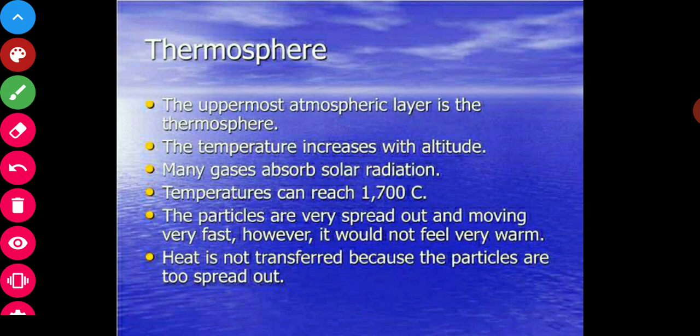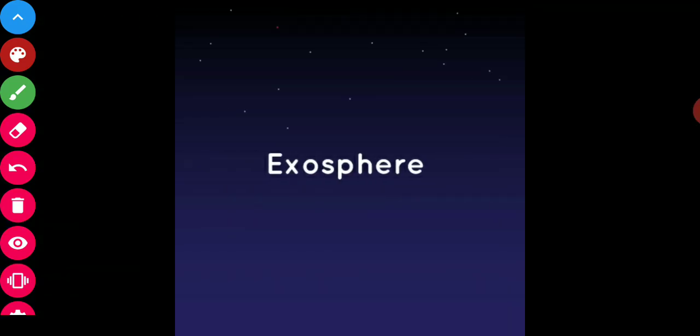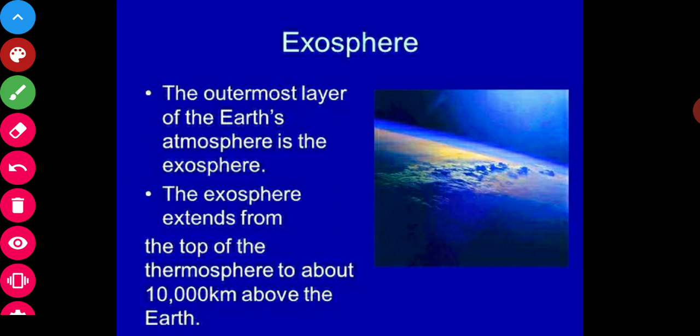The last layer of the atmosphere is exosphere. This exosphere is the outermost layer of the atmosphere. The exosphere extends from the top of the thermosphere to about 10,000 kilometers above the Earth. The air in this exosphere is very thin.